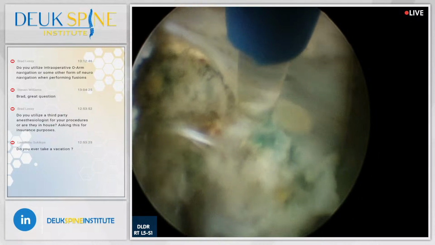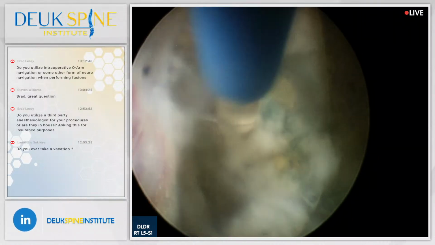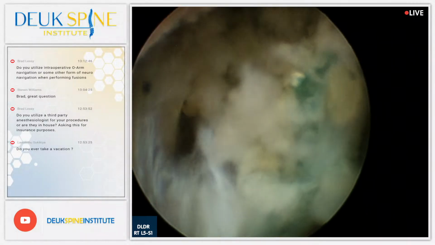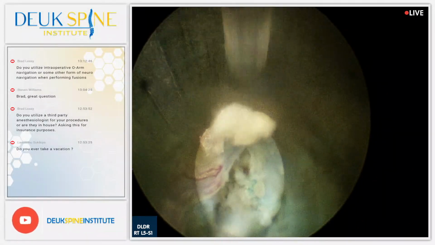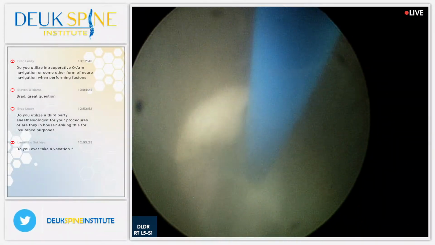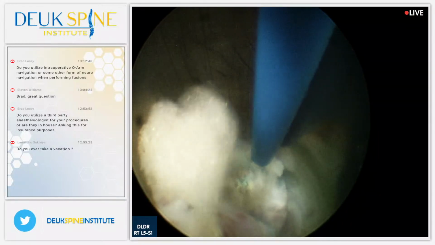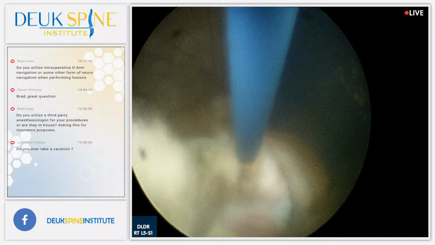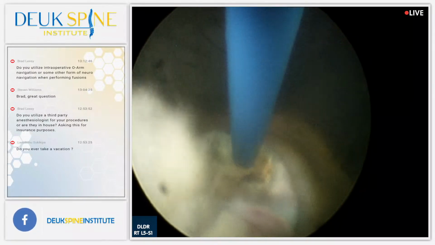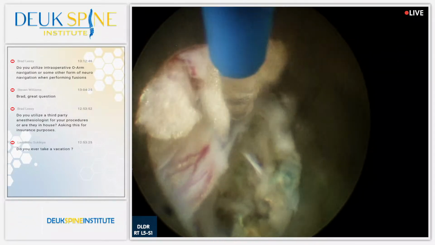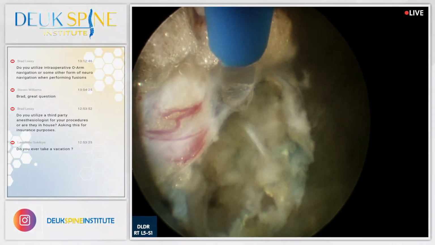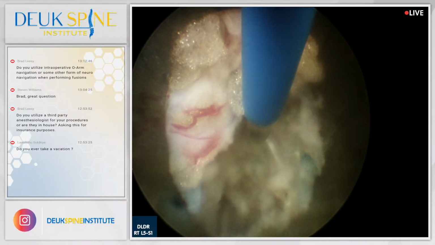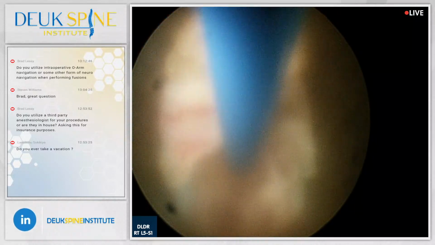Yes, I do not use the O-arm. It's unnecessary and it's dangerous. The O-arm carries a tremendous amount of radiation with it, and I don't recommend it to anybody. I have an opinion on the O-arm. I think if you need the O-arm to do surgery, you probably shouldn't be doing spine surgery. Okay, there's no need for the O-arm.